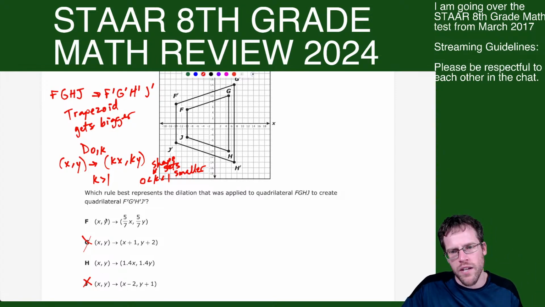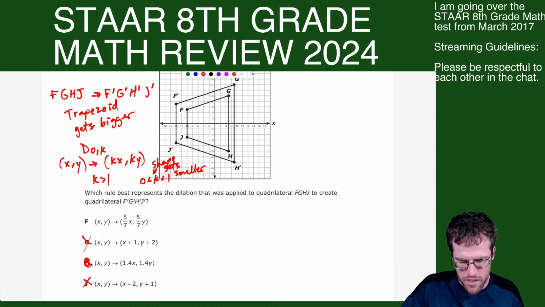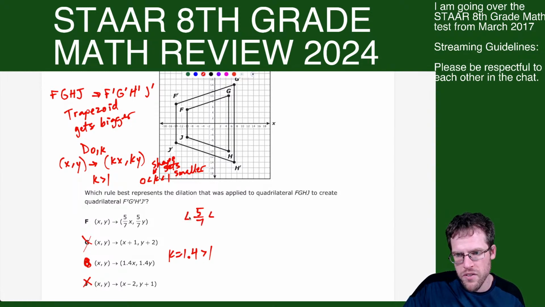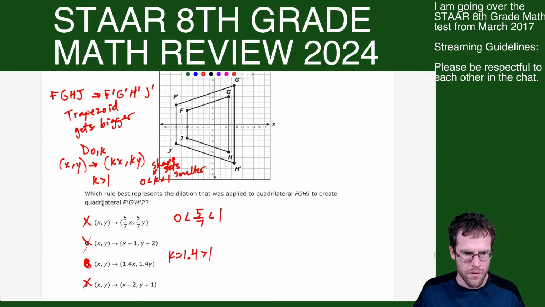So it's between F and H, but remember, if K is greater than 1, then that means the shape will grow. So it's got to be this one, because you see here K is equal to 1.4, and that number is greater than 1. Here, 5/7 is between 0 and 1. So that would make the shape smaller, not bigger. So that's why this one here is choice H. Okay, 36 is choice H.